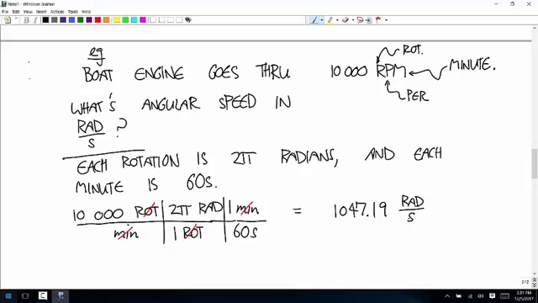So pi is about 3. So if pi was exactly 3, it would be 1,000. Any questions about that? Okay, so that's what the angular speed is.